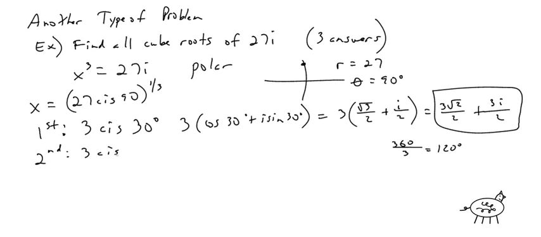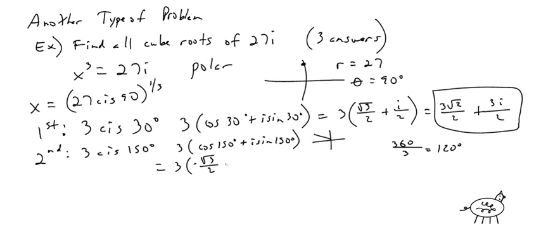So it's 3 cis, and I add 120 to that, I get 150. So 3 times cosine of 150 plus i sine of 150, and that's equal to... Of course, we're in this quadrant now, so it's negative. Same reference angle, right? So negative root 3 over 2 plus i over 2. So we get negative 3 root 3 over 2 plus 3i over 2. Okay, so there's another answer.